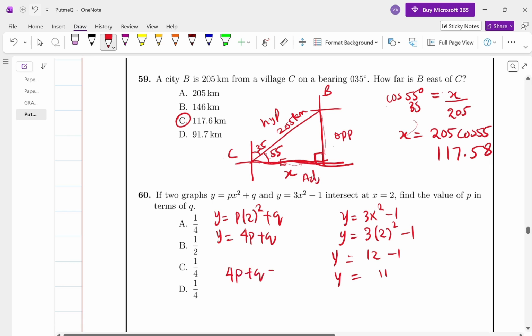4p plus q is equal to 11. So we're finding p in terms of q. So it means we're making p the subject of the formula. So take q to this side. This will be 4p equal to 11 minus q. Then to get p, you divide both sides by 4. So the answer becomes 11 minus q over 4. That's the answer.